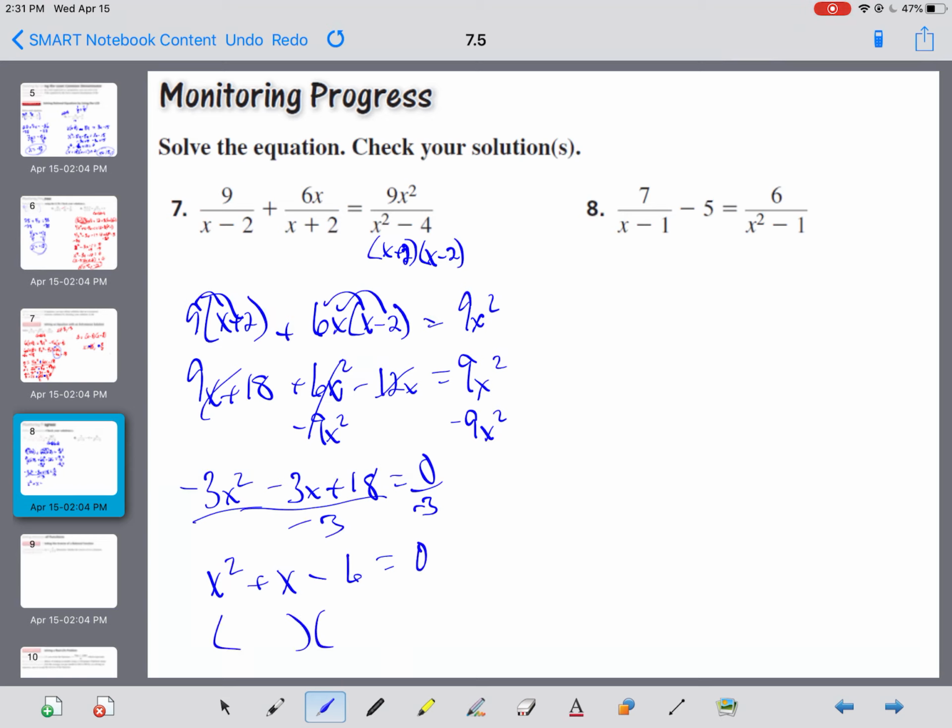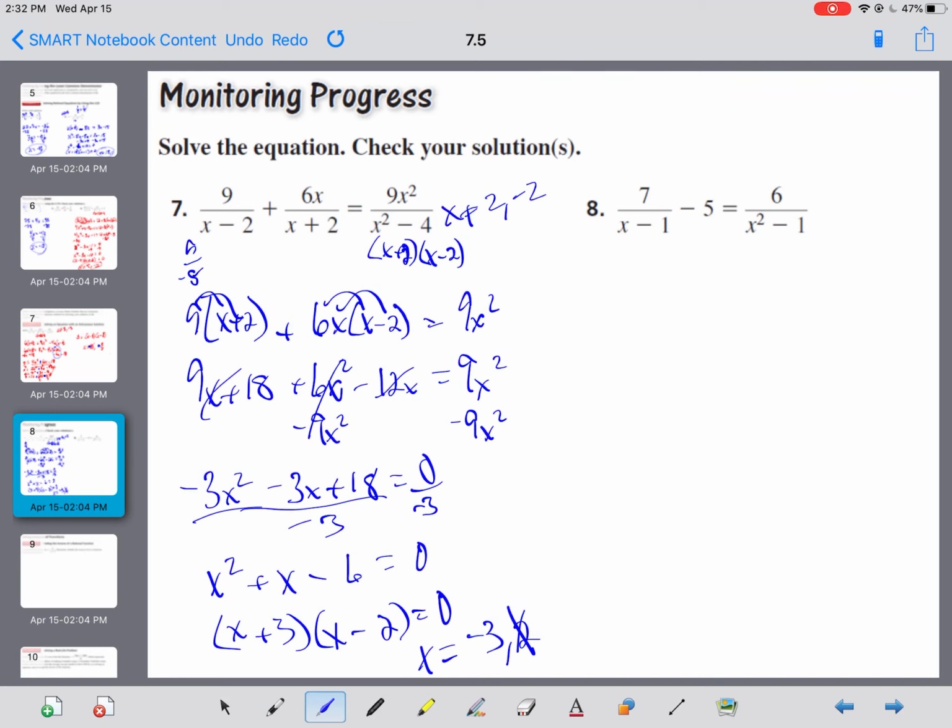I'm going to divide everybody by minus 3. So that becomes x squared plus x minus 6 equals 0. And then it becomes factorable. Factors of 6 that subtract to 1 are 3 and 2. The 3 is positive. So we say x equals negative 3 or 2. x back here is not allowed to be a 2 or a negative 2, so I already know that's out. So we can plug in the negative 3.